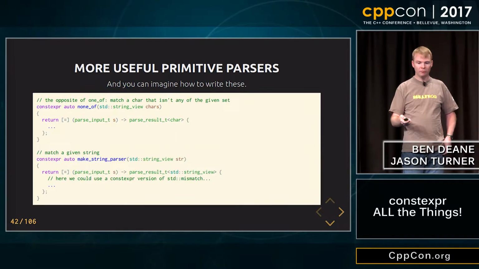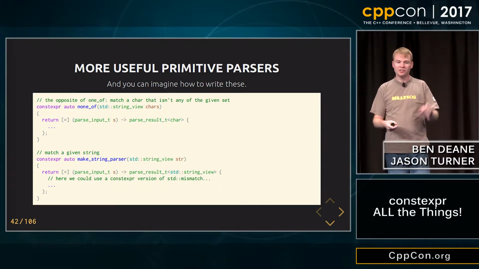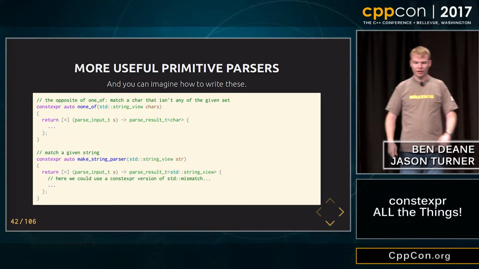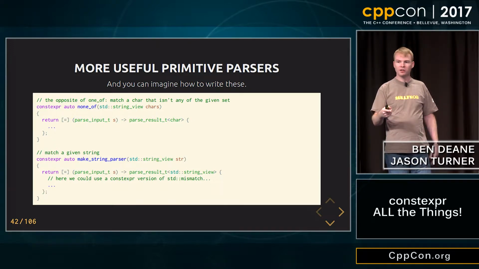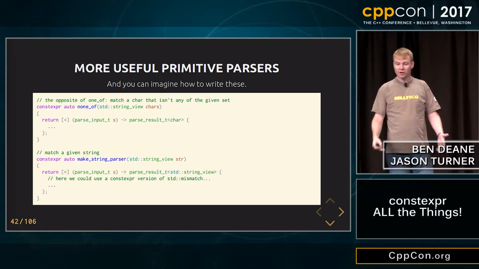Similarly to one of, we can write none of, which I'm not showing the body of, but it works exactly the same way, only the logic's inverted. You're just checking to see if the thing at the beginning of the string view is none of the things that you captured. And also we can make a parser that matches a whole string just by capturing that string and doing the obvious thing to check the string view. And that uses a constexpr std::mismatch.